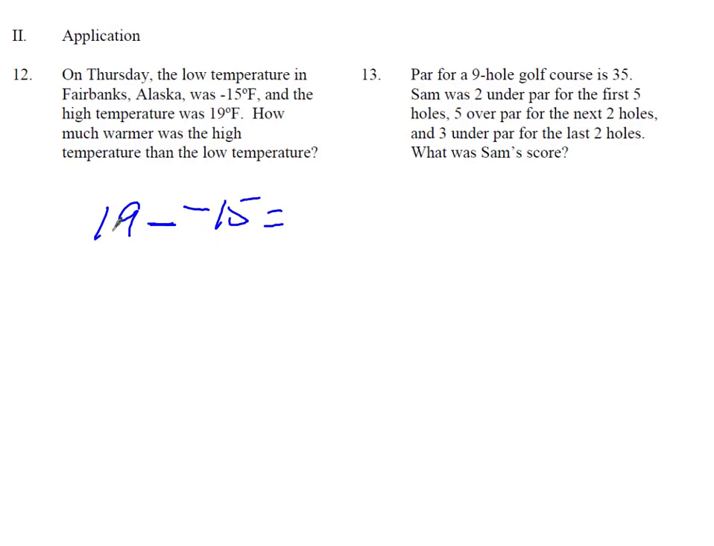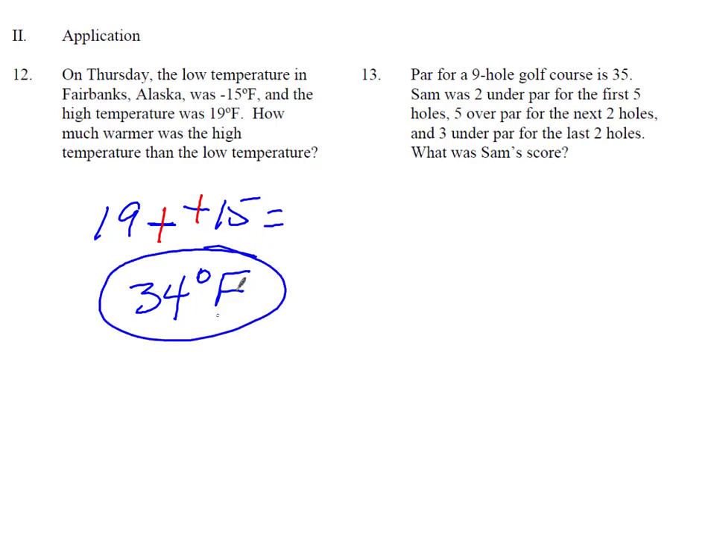Okay, so we need to change subtraction to addition, the next number to its opposite, and then go back to our addition rules. Our signs are now alike, so we add that together. 19 and 15 make 34, and then it's degrees Fahrenheit. That's my final answer. Don't forget to put your labels when you're dealing with word problems.